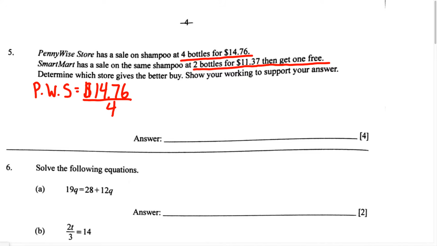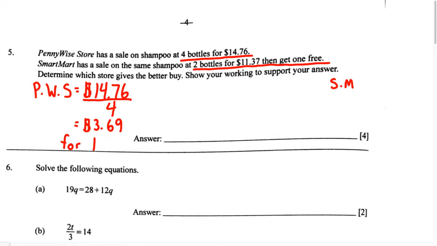14.76 divided by 4, and you should get $3.69. Therefore, we can say for every bottle of shampoo you buy from Pennywise store, you're going to pay $3.69 for one. Now, at the Smart Mart, they have a sale on the same shampoo at 2 bottles for $11.37. Then get one free.